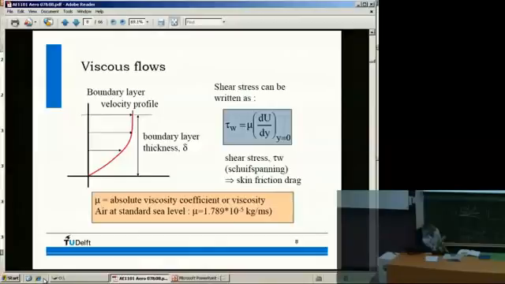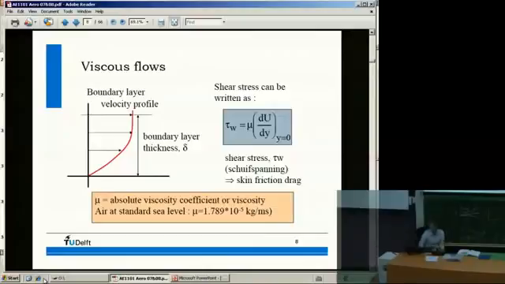Now, how is it related? The shear stress is a stress term, and it has the dimensions of pressure. So it's force per surface. The shear stress on the surface is proportional to du dy at the surface, at y is 0, and it is proportional to mu, the absolute viscosity coefficient. For air at standard sea level, it's 1.789 times 10 to the minus 5 kilograms per meter second. So quite small.